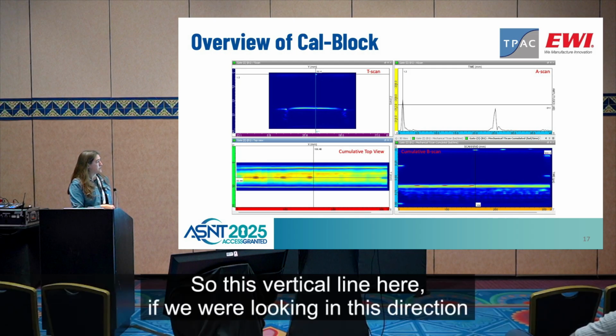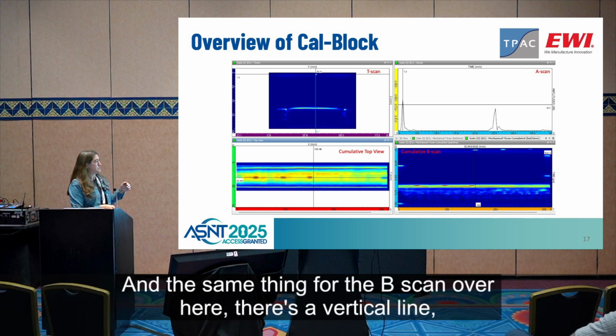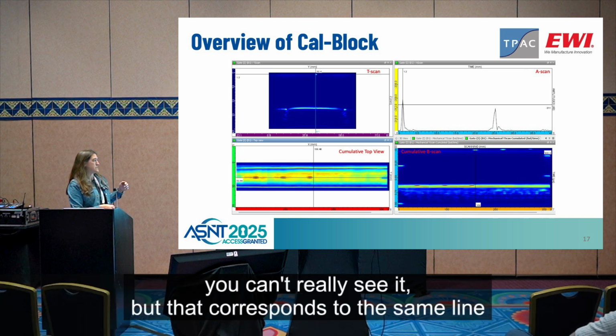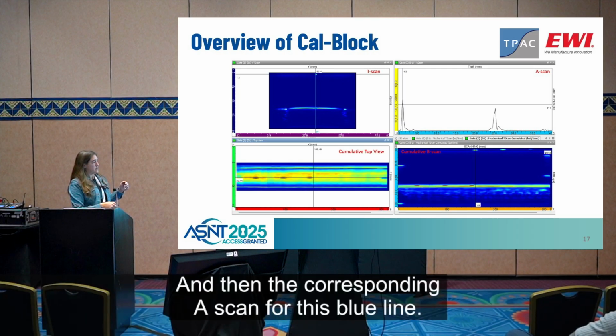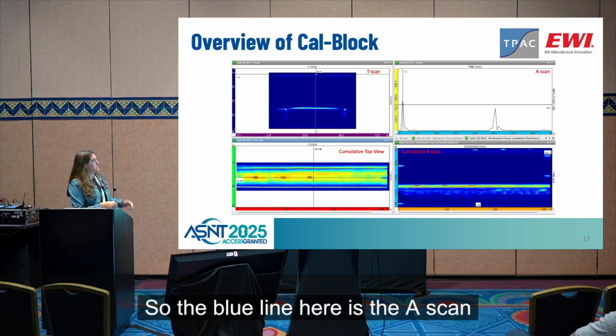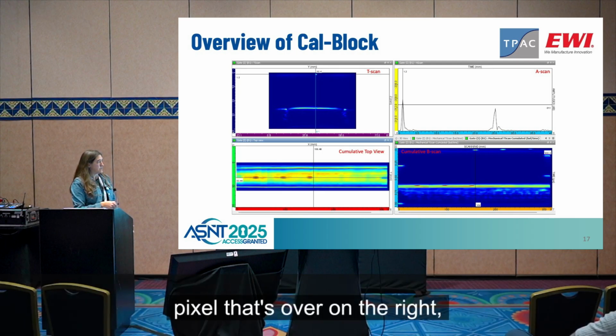So this vertical line here, if we were looking in this direction against that vertical line, that's what we would see at that selection in that scan. And the same thing for the B-scan over here. There's a vertical line. You can't really see it, but that corresponds to the same line over here, creating this T-scan, and then the corresponding A-scan for this blue line. So the blue line here is the A-scan pixel that's over on the right.